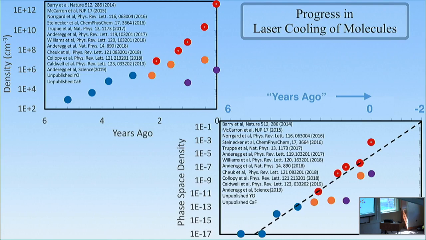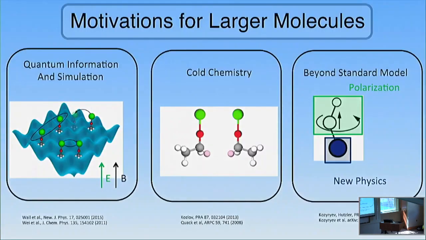Okay. Here's the density as a function of years ago, and it's been steadily going up. The red is our calcium fluoride work. I can tell you what the other ones are if you'd like to know. Here's the phase space density, and if you extrapolate, we'll reach a phase space density of 1 in a couple of years. Who knows? But you can see that we're now fairly far along in the development of laser cooling with molecules, I would say. So there are motivations for larger molecules. Of course, cold chemistry.